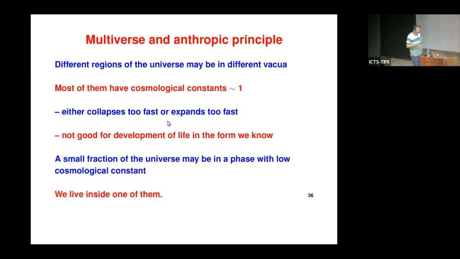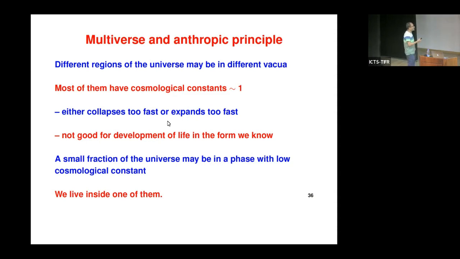So this leads to the picture of the multiverse and the anthropic principle. The idea here is that the universe may be very big and different regions of the universe may be in different vacua. And this is quite natural. If you start from a very hot universe and try to study what happens as the universe expands and cools, the possibility that different parts of the universe are in different vacua is quite natural.